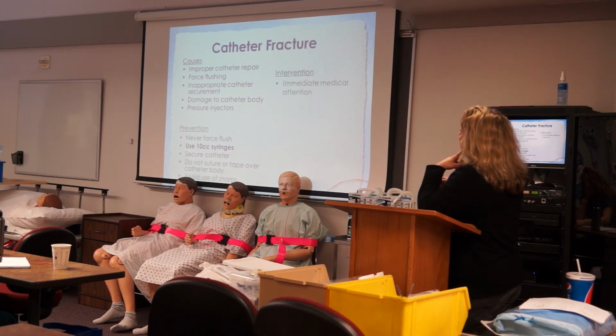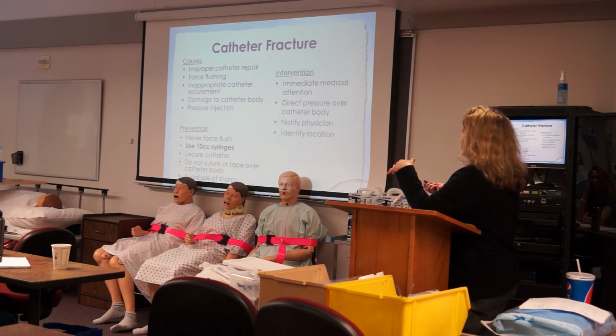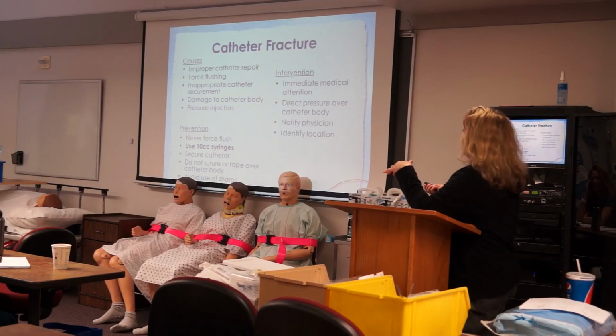Okay. What do you do if you suspect a catheter fracture? This is an emergency. You need to let the doctor know right away. Put direct pressure over the catheter body, and that's to prevent any migration of the potential fracture piece. Let the physician know, obviously. Identify the location if you are able to. And you're not going to be retrieving the catheter fragment. This wouldn't be something you'd do, but it needs to be retrieved so it doesn't float downstream.